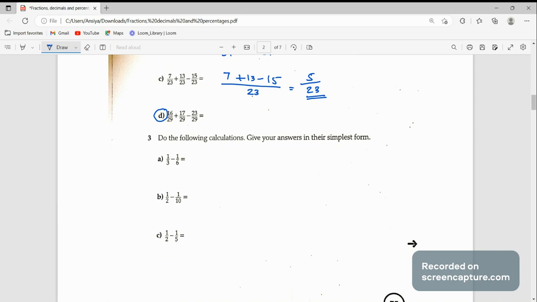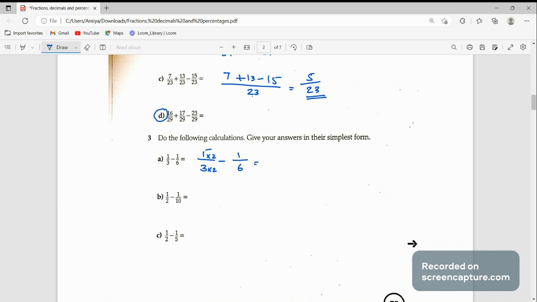1 over 3 minus 1 over 6. So here the task is, the denominators are not the same. So we need to make them the same and then do the calculation. So 1 over 3 minus 1 over 6. Either the denominator should be 3 or the denominator must be 6. You can change it to the bigger option. So you can multiply the first fraction by 2 up and down so that the denominator will be 6.